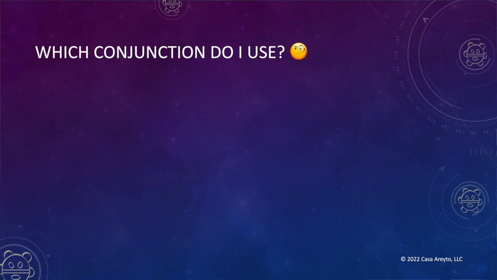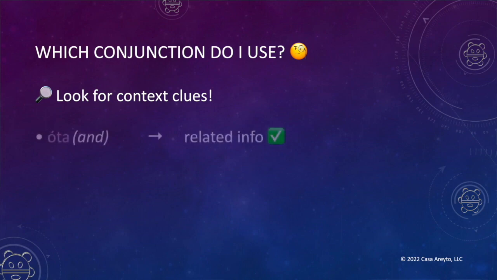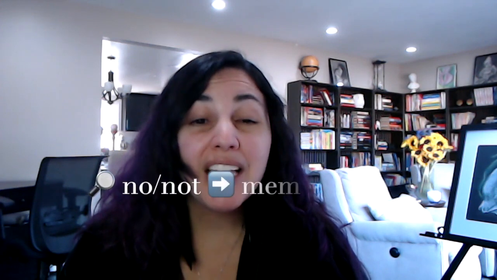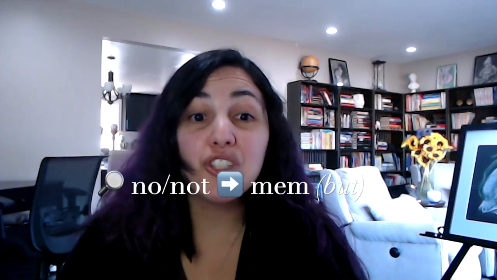Now, how do you know which conjunction to use in a sentence? Well, you can look for context clues. Context clues are other words in the sentence that tell you which conjunction you should use. So, after and, which we learned is ota, you'll find related information. After the conjunction but, which in Taíno is mem, you will find information that includes no or not. So no or not is a context clue. If you see it in a sentence, you know that the conjunction you should use is mem, but.